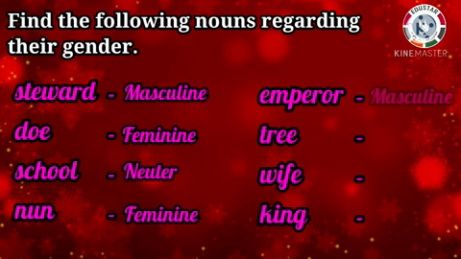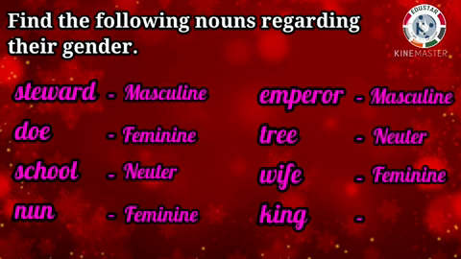Emperor, masculine gender. Tree, neuter gender. Wife, feminine gender. King, masculine gender.